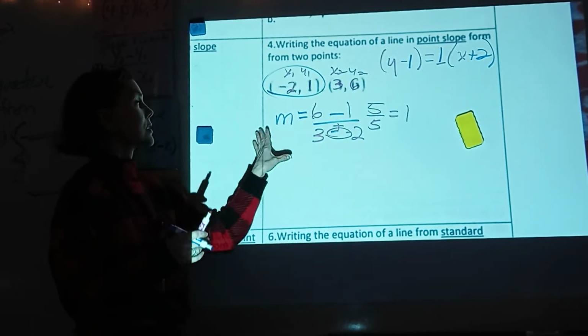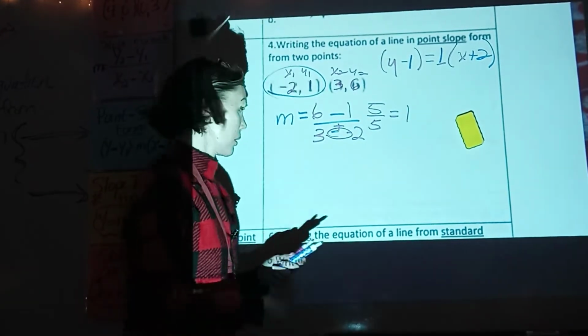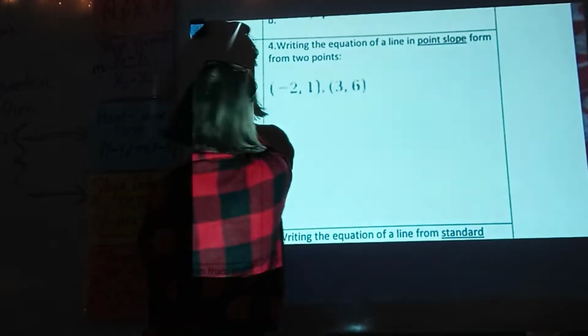Okay, so step 1 is find the slope. Step 2 is pick one of the points and just plug it in. Okay, so that was number 4. Here we go. Moving on. Number 5.